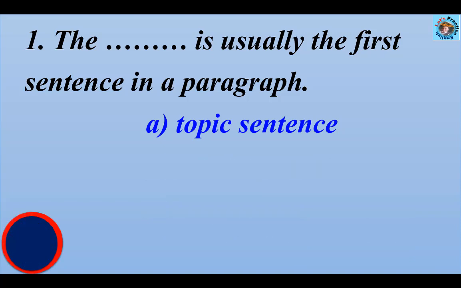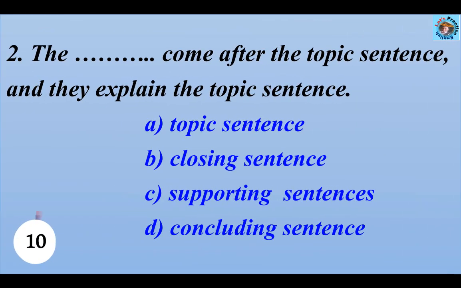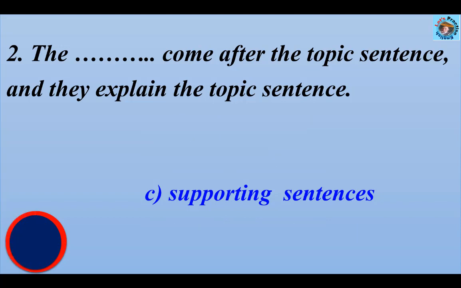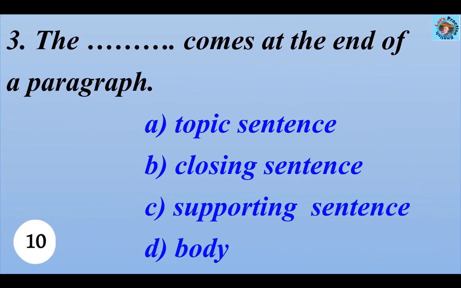The topic sentence is usually the first sentence in a paragraph. The supporting sentences come after the topic sentence, and they explain the topic sentence. The closing sentence comes at the end of a paragraph.